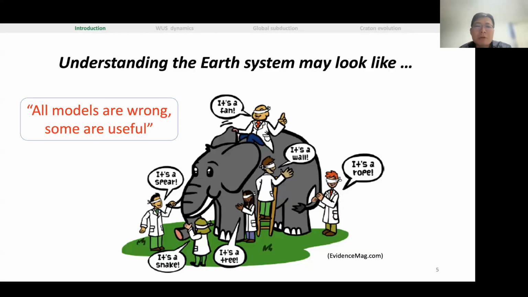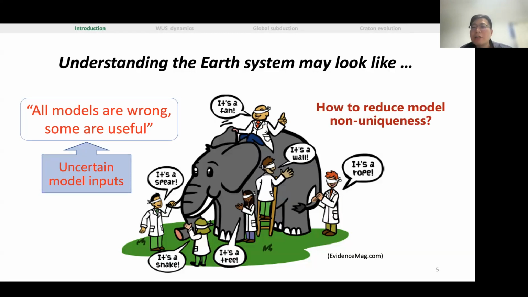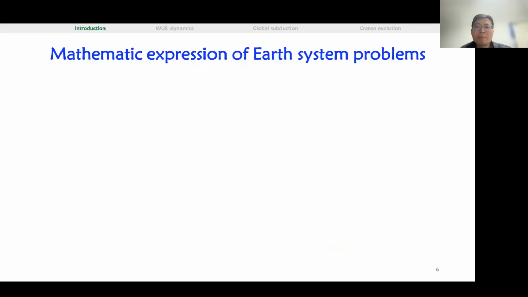And this is understandable. We know that because, as I said in the very beginning, the system of the Earth is so complex that many input parameters to a so-called model are uncertain, right? And therefore, that's why different observers will get different results, because of the sampling bias of each person. So the question now is how to reduce this model non-uniqueness, right? How could we improve our prediction power? How can we more uniquely understand something on Earth and make a prediction, right?